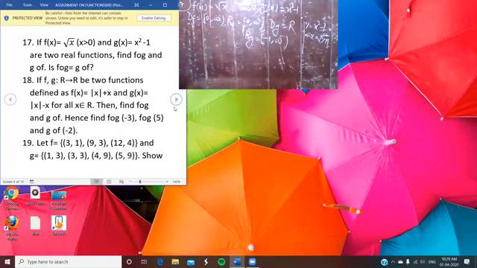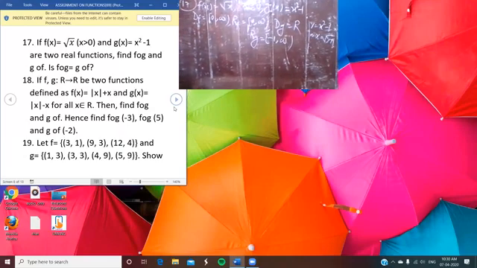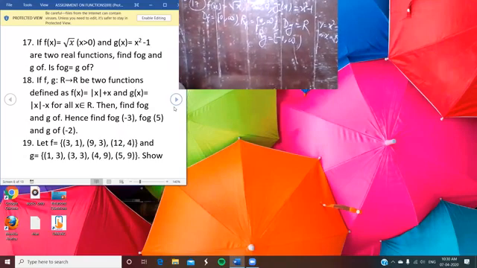Yes, domain and range. Now come to the point. If you want to find the value of fog, first you find the value of fog here. In case of fog, what you have? The range of g must be a subset of the domain of f, which is 0 to infinity.